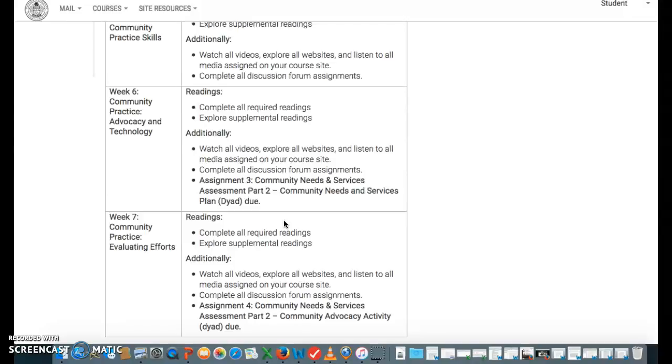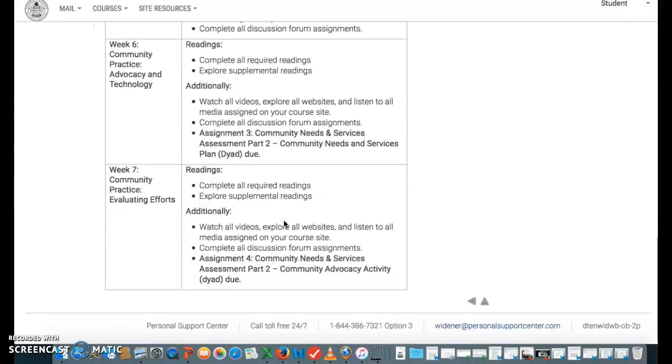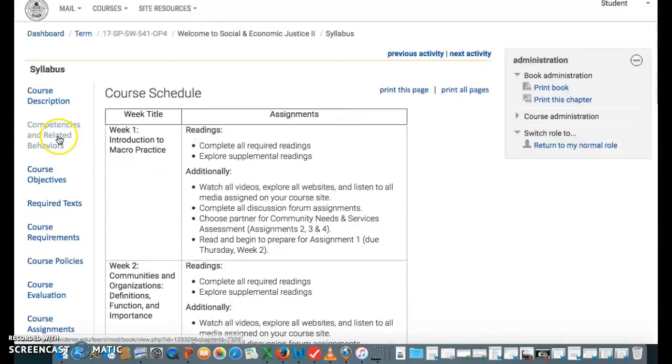When you draft an implementation plan and you're doing advocacy, what is the best way to evaluate if what you're doing is what's intended to be helpful? Are there unintended consequences? Is it working? What can be improved? And so that's what we'll be looking at there.